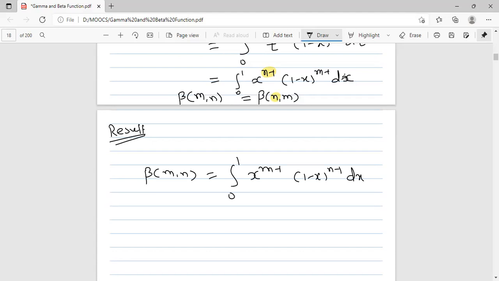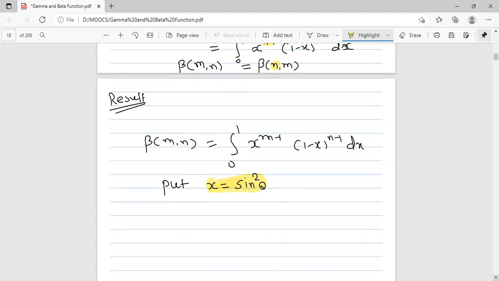What I will do, I will put, suppose, x equal to sine square theta. I'm putting here x equal to sine square theta. This is important. That means my aim is to convert this beta function into trigonometric integral form. We'll see what will happen here.